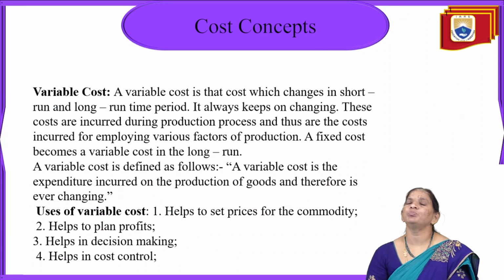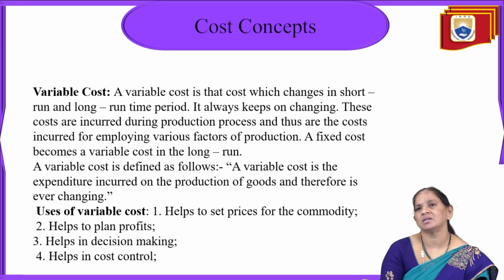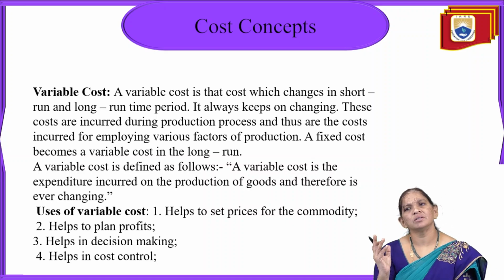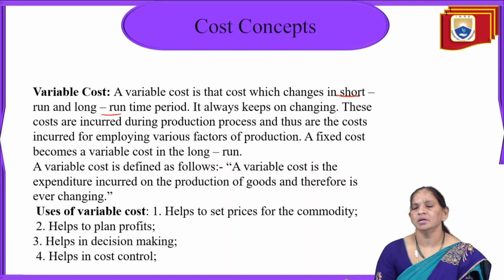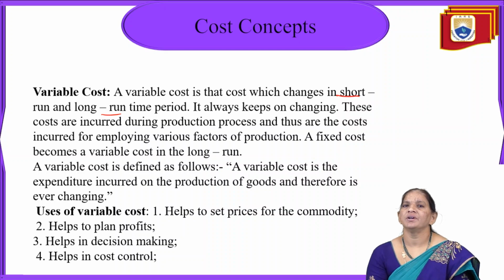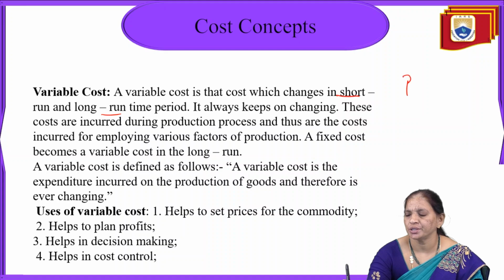Another important cost after fixed cost is variable cost. Variable cost means it varies according to the production. If you produce one product, the cost is this. If you produce two products, the cost will change. Whether the period is short run or long run, the cost will differ. So it depends only upon the production.